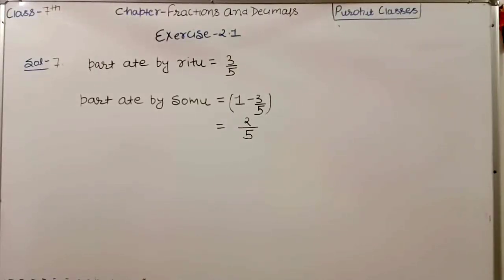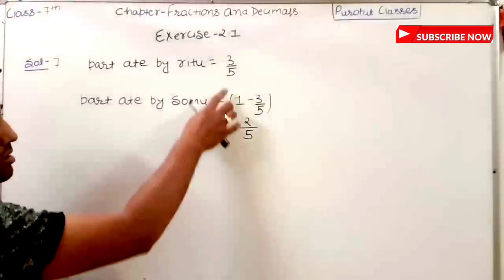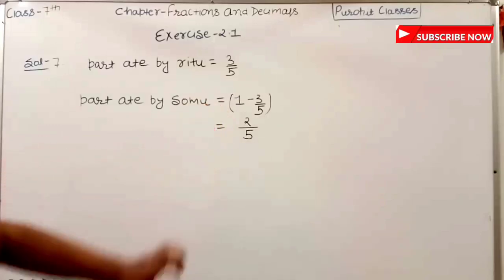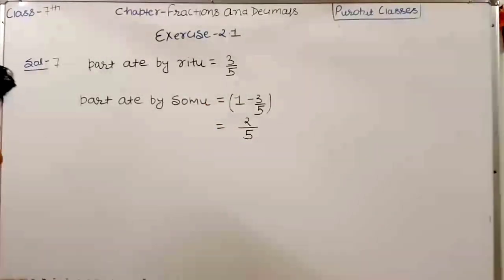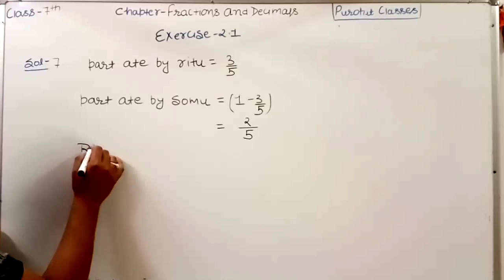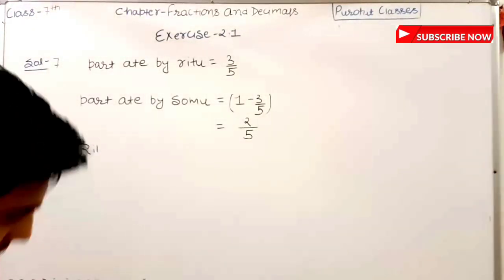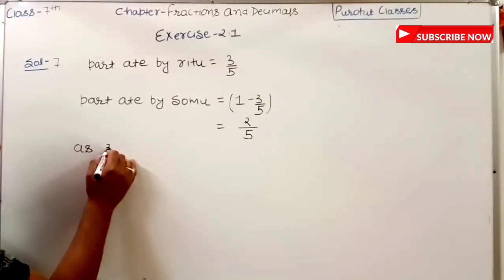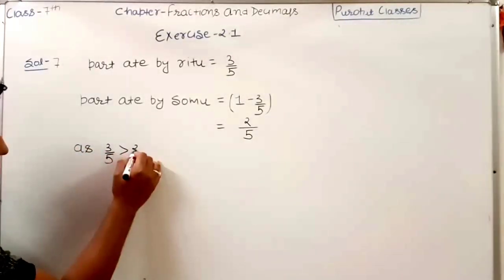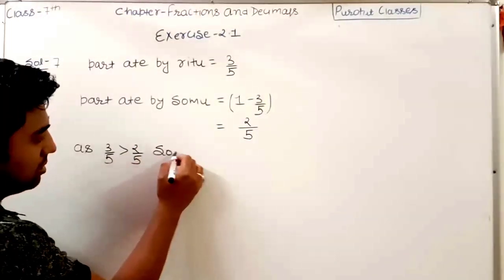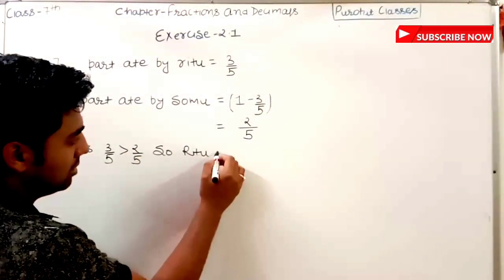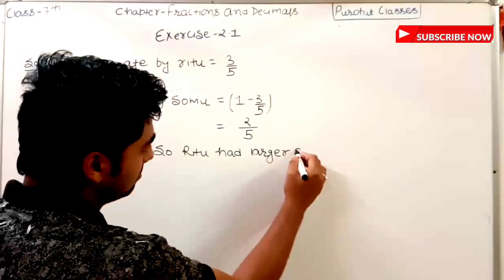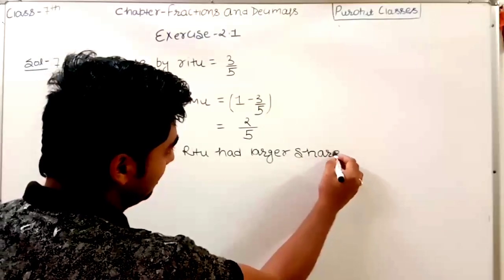Now the question is asking who had the larger share. Clearly you can see denominators are equal, then we will compare the numerators. So Ritu ate the larger part. Understood? So Ritu, let me write here, 3 by 5 is greater than 2 by 5. So Ritu had the larger share. Understood? Ritu had the larger share.